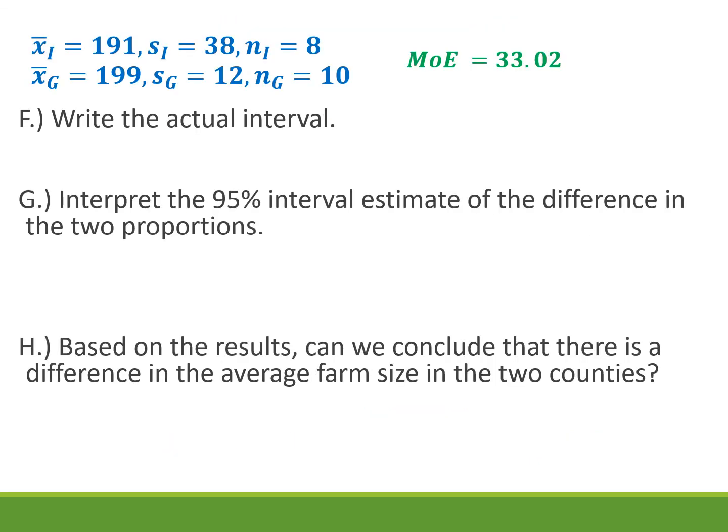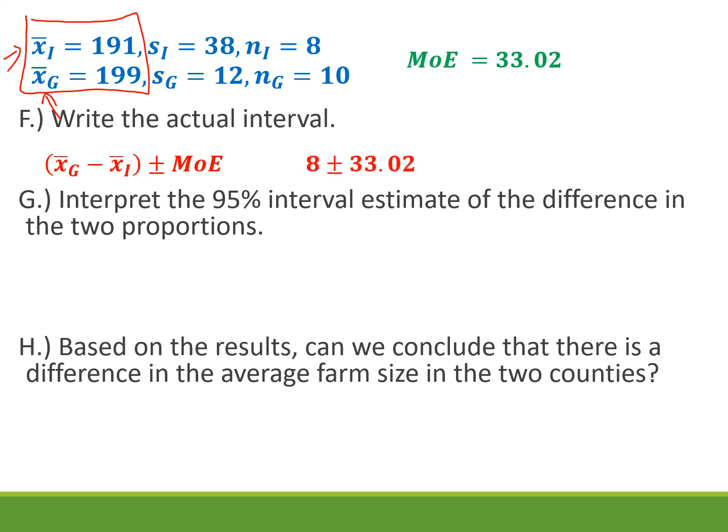At this point, we have everything we need to write the actual interval. And when we write the interval, we start with the point estimate, that point estimate being how different are these 2 samples. So there's 8 in between these 2. It doesn't matter which one we put first. It'll change the sign of that 8. If we put this one first, it would be a -8. I'm going to put the G one first, the Greene County one first, because I like dealing with positive numbers. So 199 minus 191 plus minus that margin of error of 33.02.